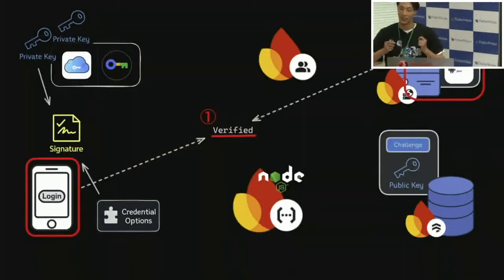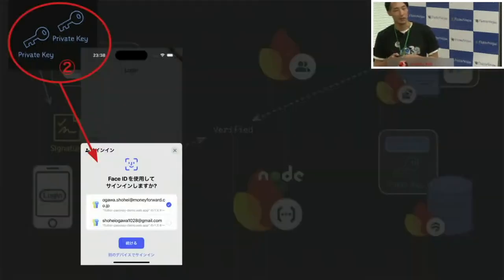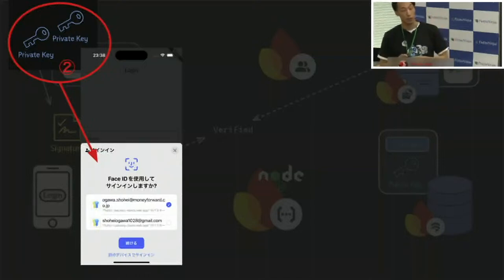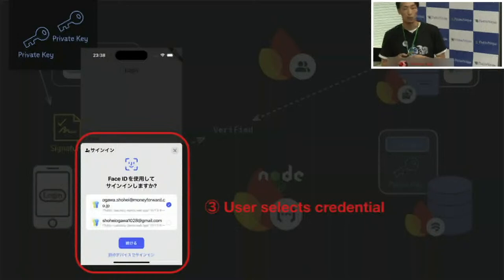Then again, we will be verifying the application with the association files. And on the authentication flow, we'll be retrieving all of the credentials stored in the cloud, and letting the user select which credential to use for that passkey login. This is the part that is a bit different from the registration flow.